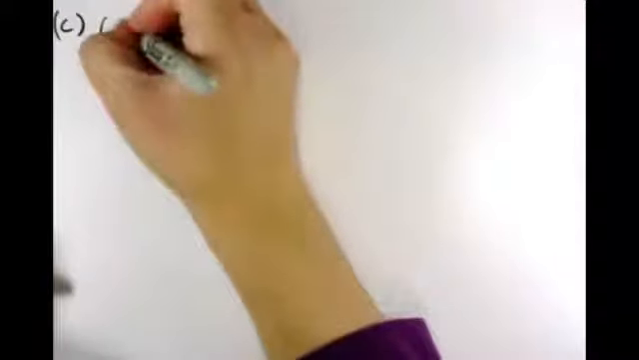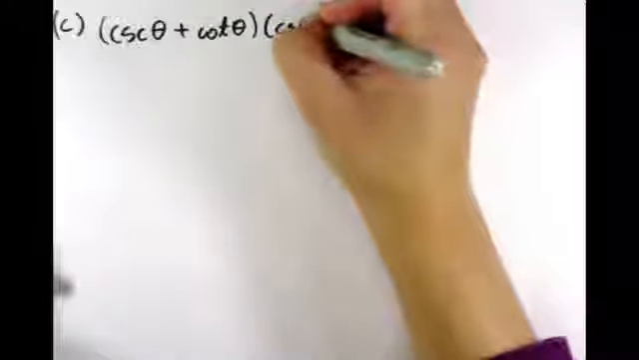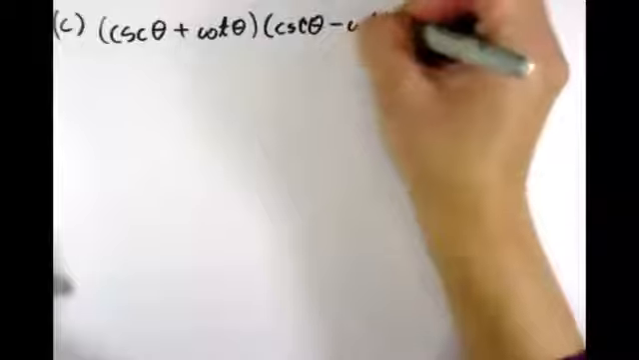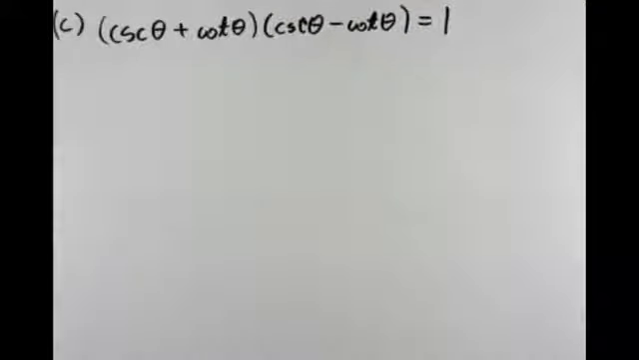We have cosecant theta plus cotangent theta times cosecant theta minus cotangent theta. And we want to show that this is equal to 1. Cosecant theta plus cotangent theta times cosecant theta minus cotangent theta.